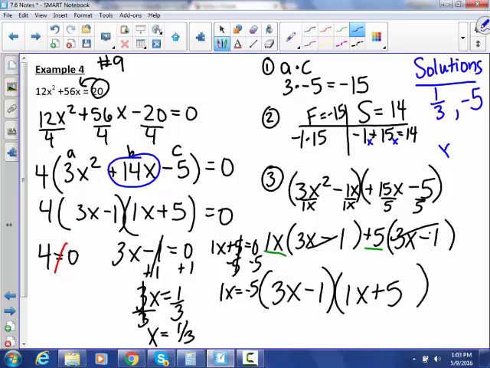What if they say write them as x-intercepts? 1/3, 0. Negative 5, 0. So just pay attention to what they ask you to write them as. Either solutions or x-intercepts. I think towards the end they start asking you to write them like this. All right. Okay. That's the only real long one, number 9. The rest of them are short like the other ones.